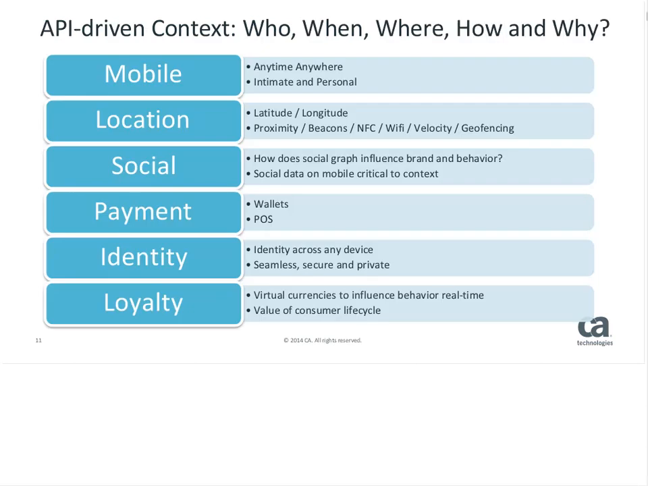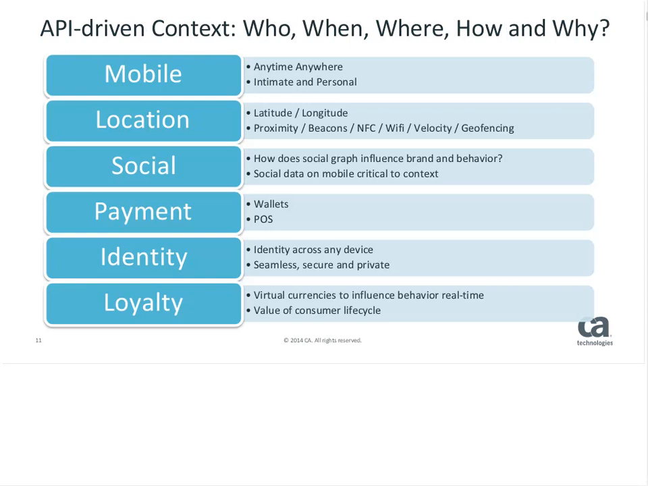So API-driven context: who, when, where, how, and why. These are the questions, frankly, that I use in any particular business context, in my experience, but APIs are core to that, right? Context is core to that. Who are you selling the product to? When are you selling it to them? Where are they at that moment physically? How are you going to communicate with them, right? On what device, and why, right? Why are you trying to sell this product to that person in that moment?